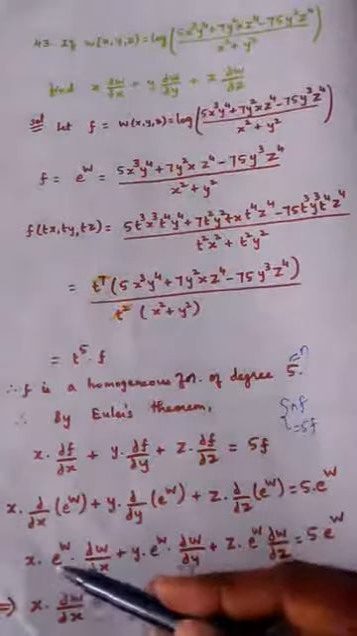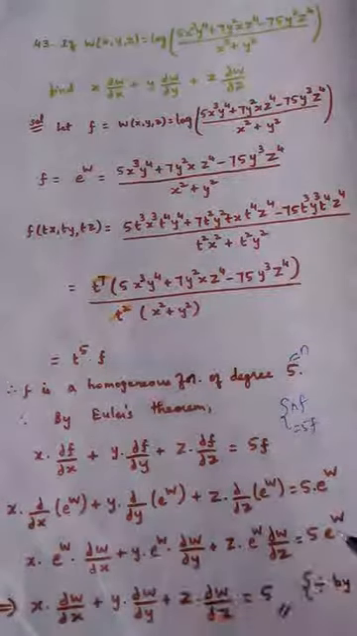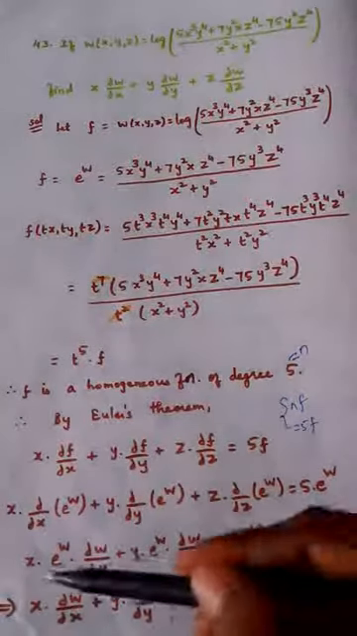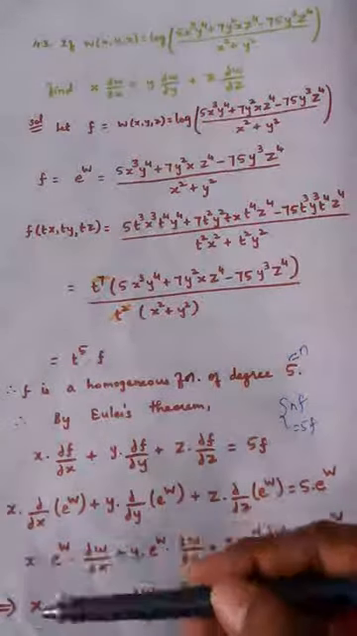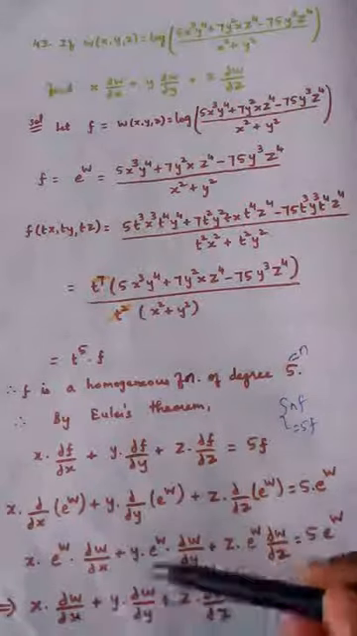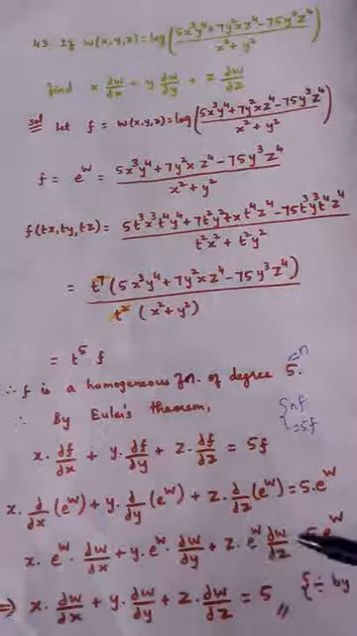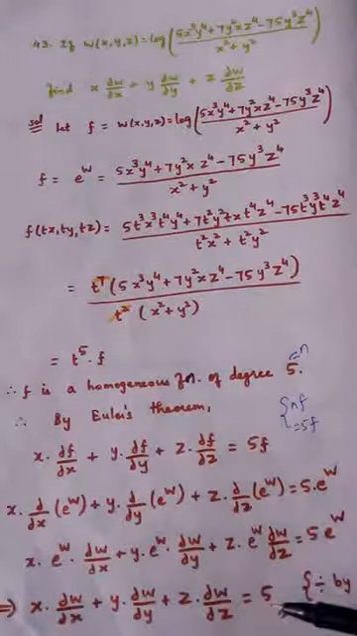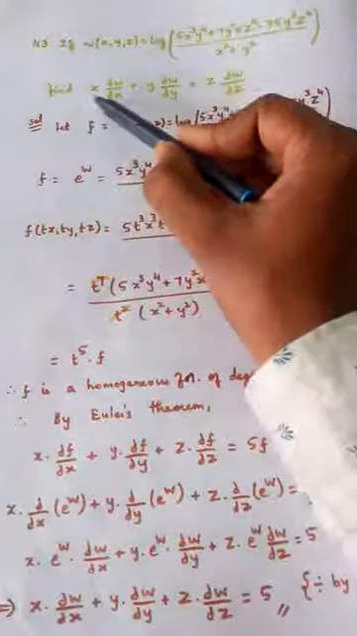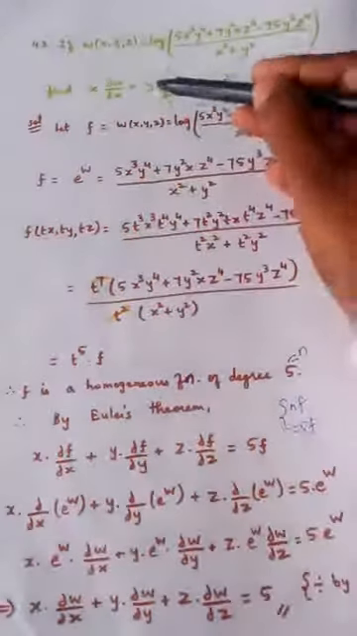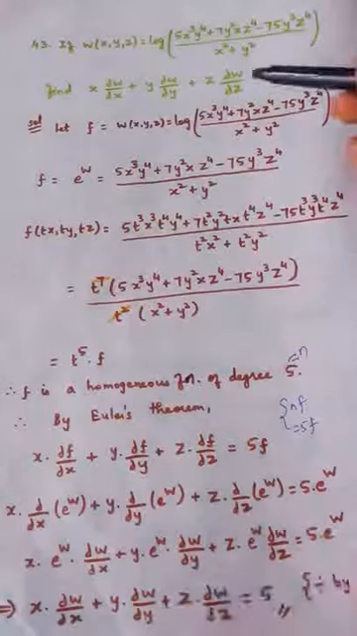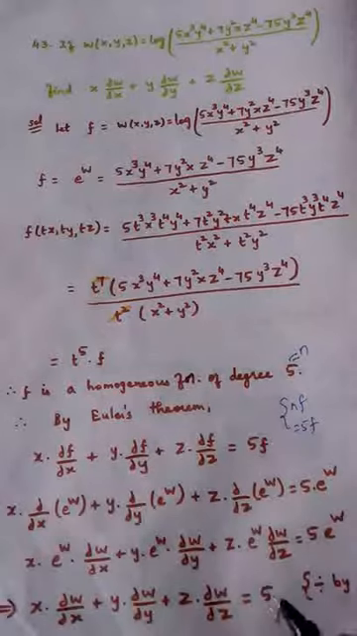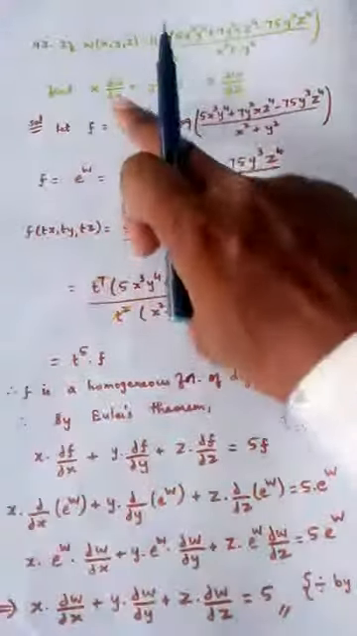Now if you see, all the terms are having e power w. So what is our aim? Divide by e power w. Yes or no? If I divide all the terms by e power w, it becomes x into this plus y into this plus z into dou w by dou z. e power w gets cancelled here also, it becomes 5. So what we have to find is x dou w by dou x plus y dou w by dou y plus z dou w by dou z. This is what they are asking, what is the value for this, and the value is 5.